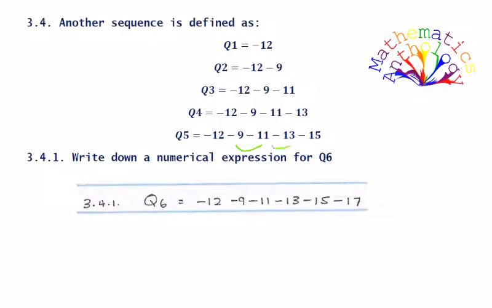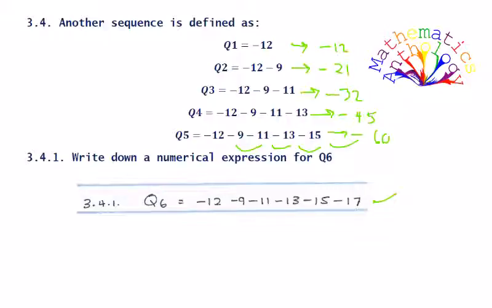Okay, another sequence is given here, 3.4. Another sequence is defined as Q1 equals -12 and so on up to Q5. Write down a numerical expression for Q6. Now, as you can see, they're just adding another number at the end of each of the previous sequences there. And the pattern that I can see here is they are subtracting 2 from each of those values.